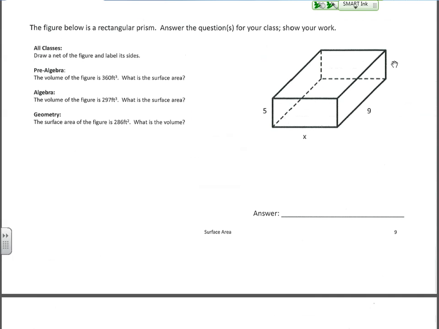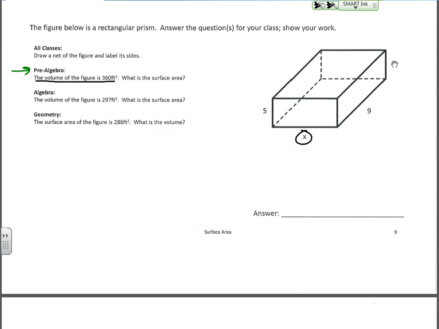And we talked about how a lot of algebra is using what we know to find what we don't know. So we look at this rectangular prism and we know the height's 5. We know it has a width of 9, but that base, this x value, is an unknown. If we're given the volume, how can we calculate that missing side length?